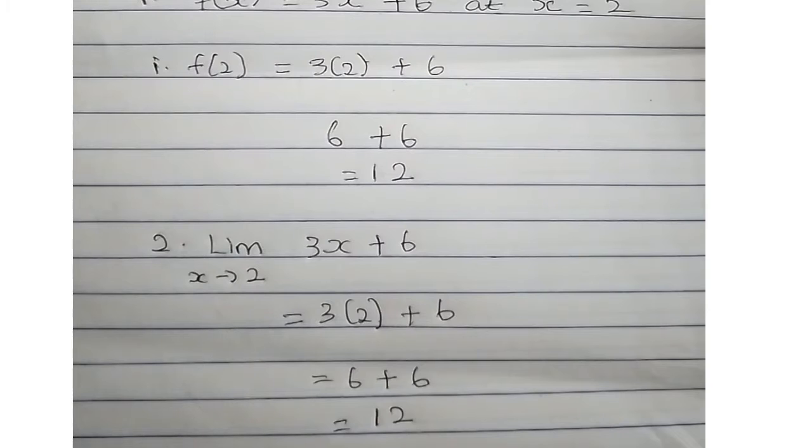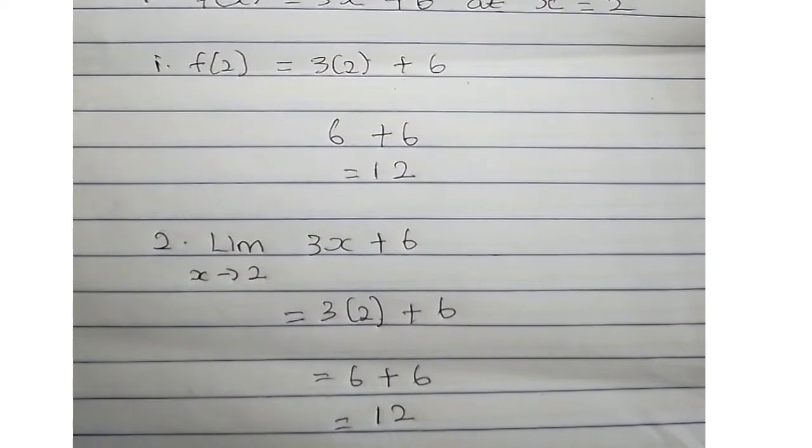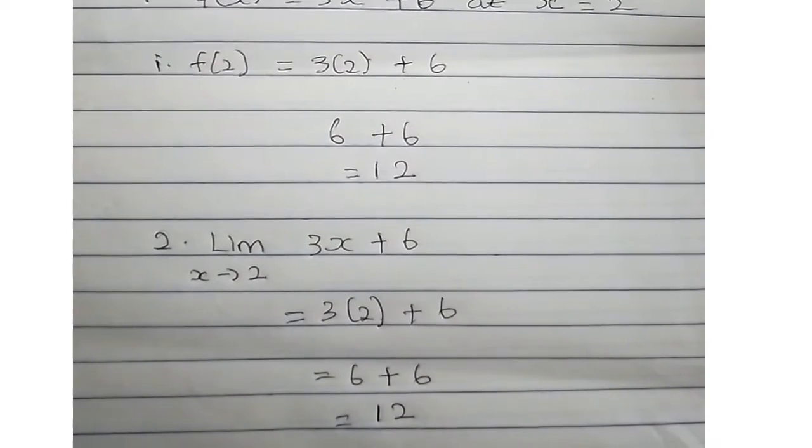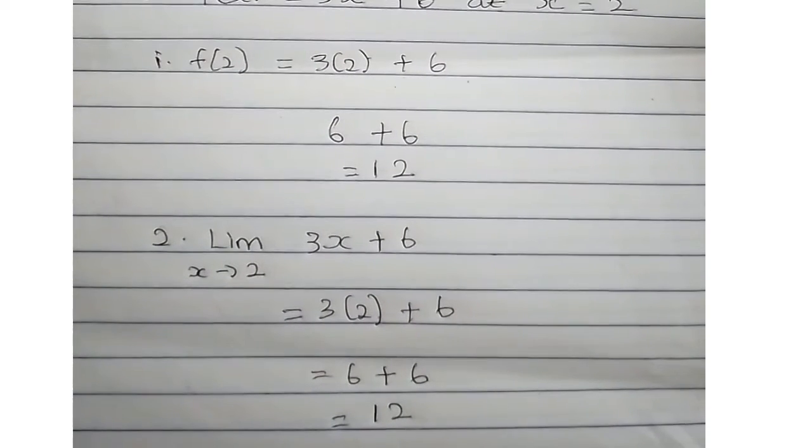To check the third condition, we said the limit of f of x is equal to f of A. For the third condition, the limit of f of x is 12, which is equal to f of A, which is 12. So therefore, this function is a continuous function. Now I'm going to go to the second example.